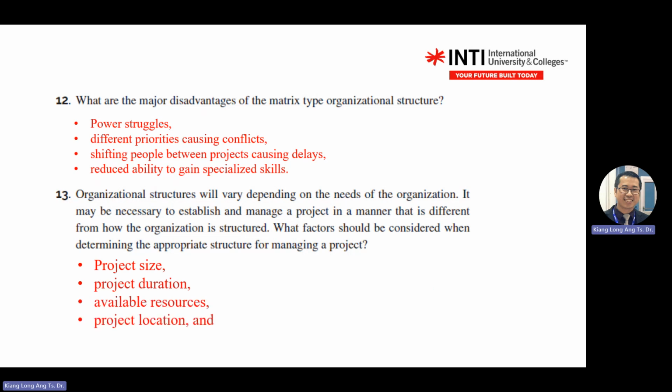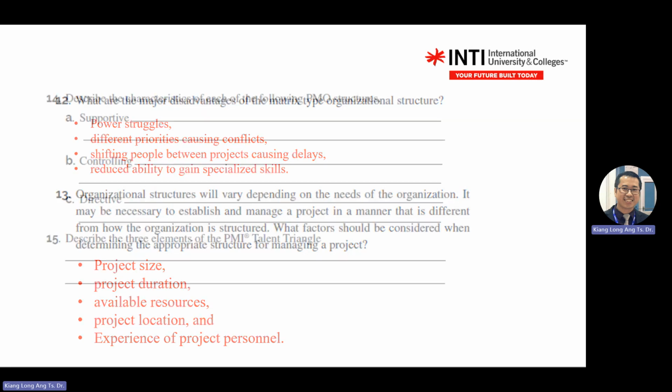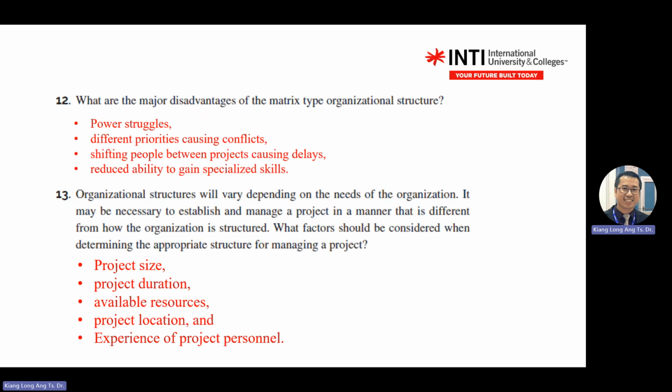So you still elaborate on the time, cost, and performance by answering how you achieve that. So you consider project size, duration, resources, project location, and experience of the personnel. What else? It's four. In our slides, there are more factors for question 13. You can go and read. Usually it's sufficient if you explain three points.